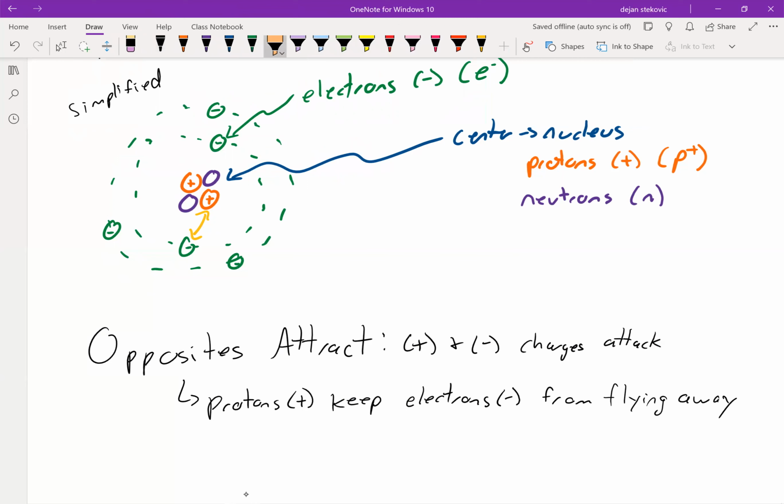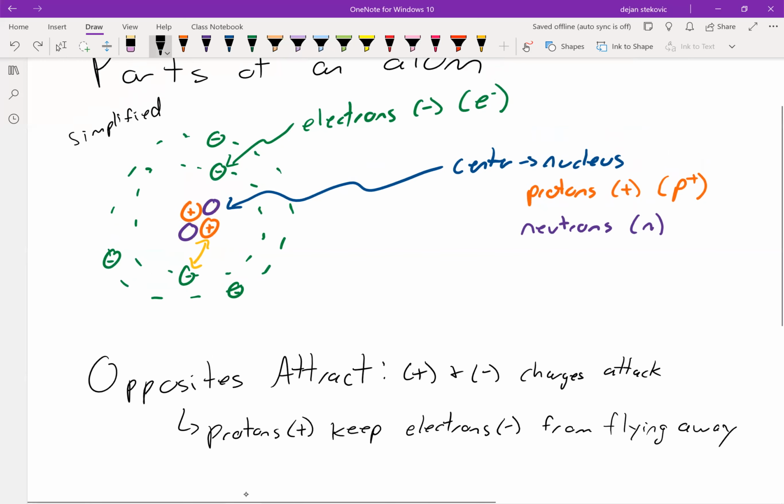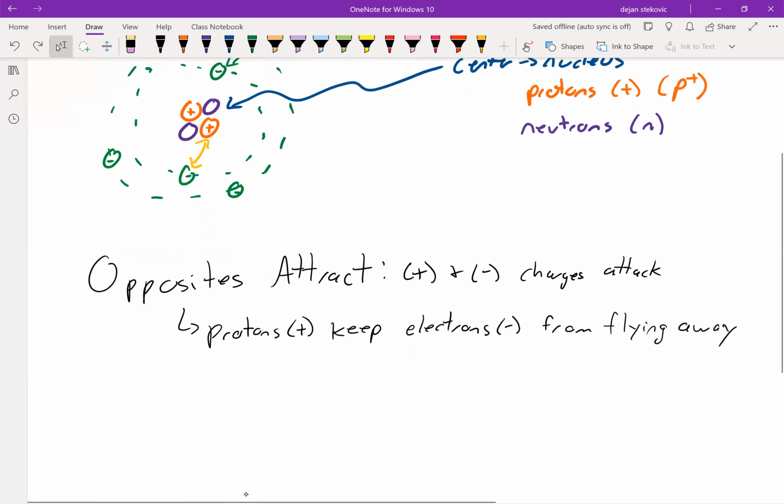Maybe if you're a little bit curious, you're thinking, well, wait a second, we've got a whole bunch of positive charge in the center. Shouldn't that repel itself because like charges repel? The answer is yes, it should, but there's another force that keeps them together that we'll go through later on when we go through nuclear chemistry. But anyways, there's our atom in the middle. We've got our protons and neutrons, and then on the outside, we've got electrons.